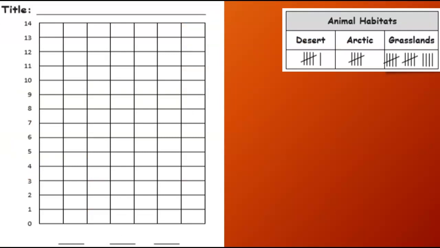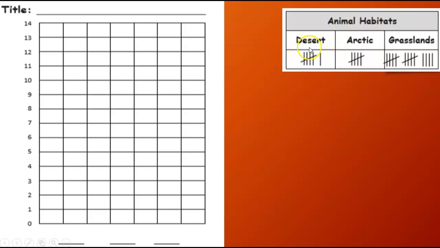Next, we are going to set our bar graph up and down, just like in our progress monitoring sheet. So here is our graph that is up and down. We have another tally mark chart here. The title of this one is Animal Habitats. So let's write our categories here.